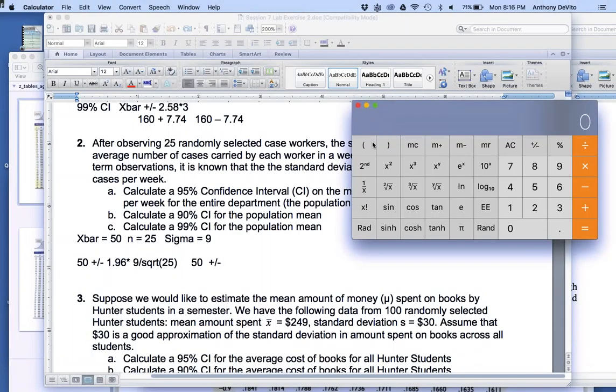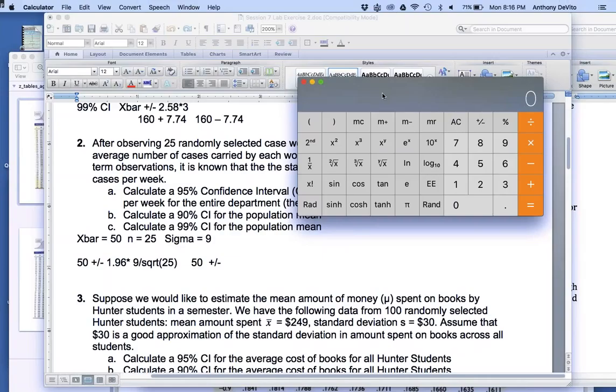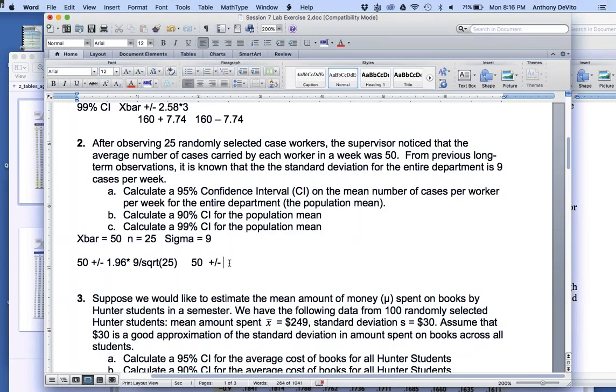Did I make a mistake? 1.8. I'm sorry. Yeah, oh, you're right. 1.8, 5 into 9. Yeah, 1.8. Good point. 1.8 times 1.96, and that's equal to 3.53. I'm going to call it.